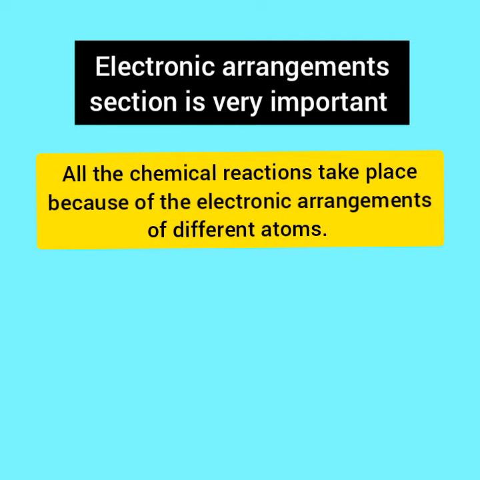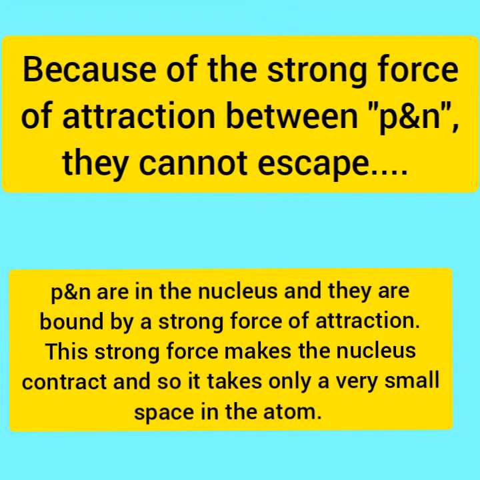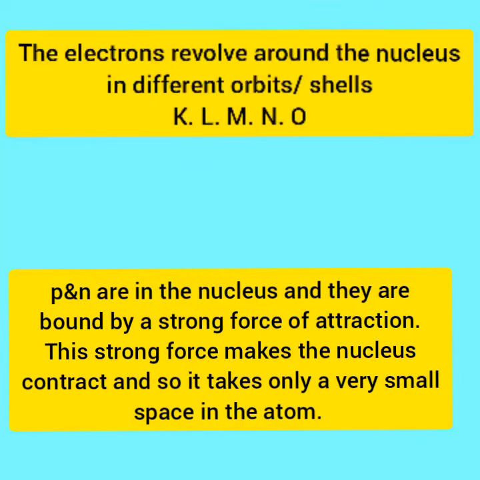The proton and neutron are contained in the central core, which is very, very small. There, the protons and neutrons stay together, having a strong force of attraction between them. Therefore, the neutrons and protons cannot escape from the nucleus. Around the nucleus, the electrons are revolving in different orbits. Mainly there are K, L, M, N orbits, and also there are orbitals.